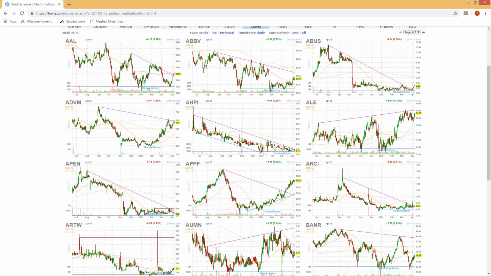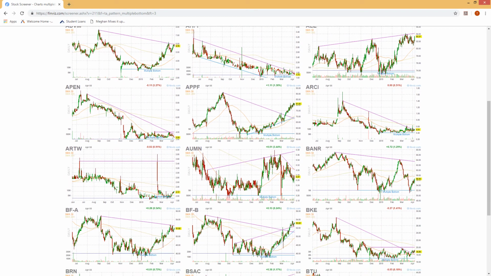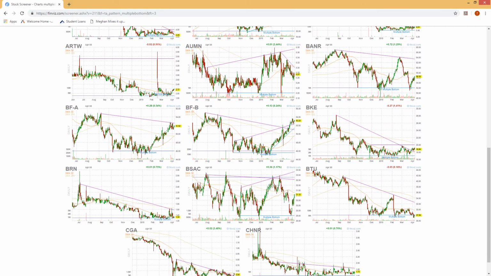So on here, as you can see, there are already some that already bounced off of the bottom. So these I would not get into, obviously, because it's not at the bottom. What you want to see is you want to look for a stock that is approaching that multiple bottom line. So let's go ahead and filter through here.